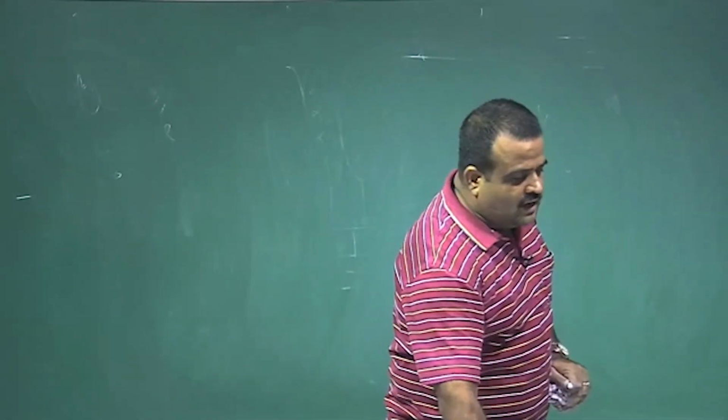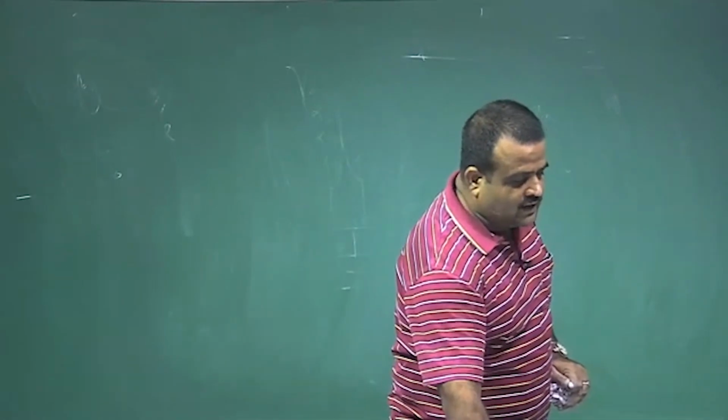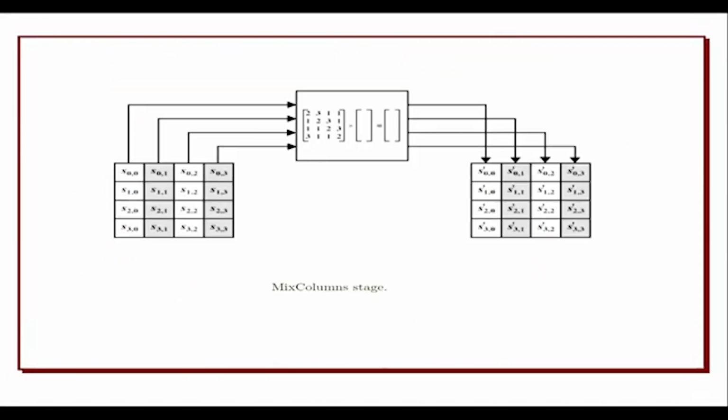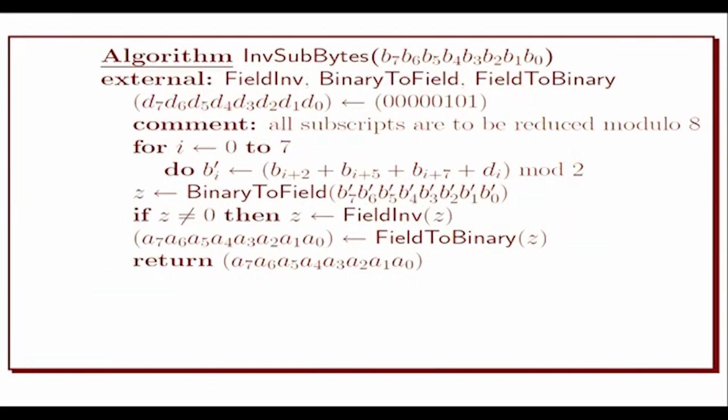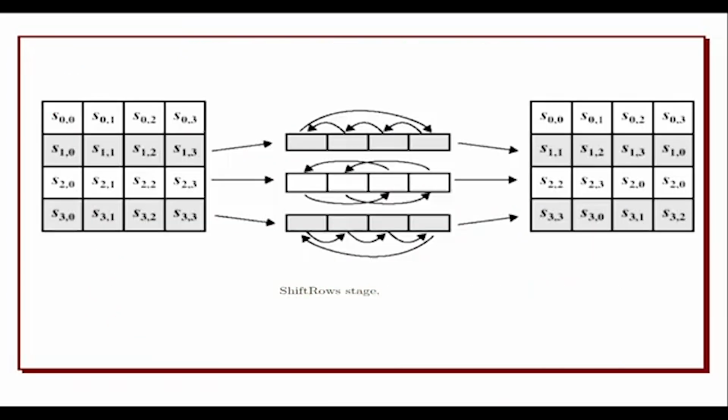Now, what about the sub-byte operation inversion? First, for the shift row operation, the inversion is basically the reverse. So, this is the original shift row operation, and the inverse shift row operation is just that we do the reverse.